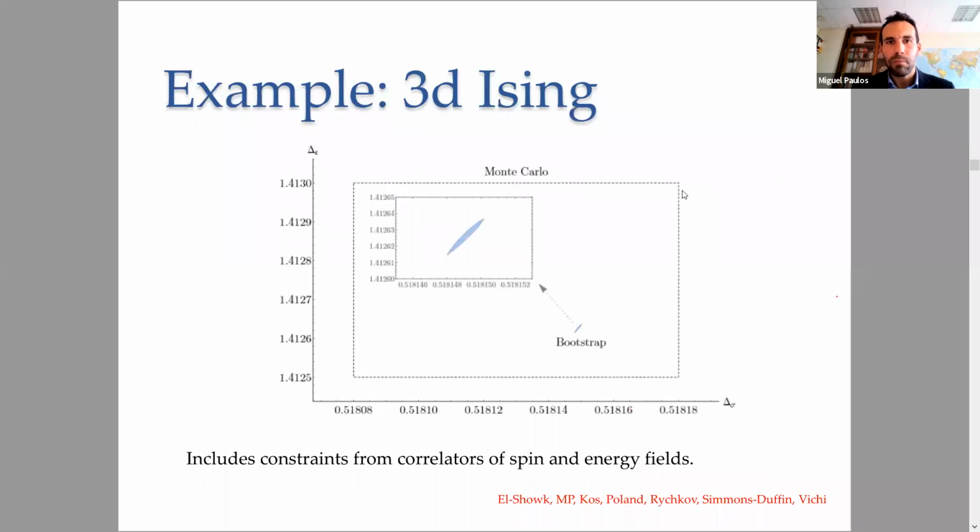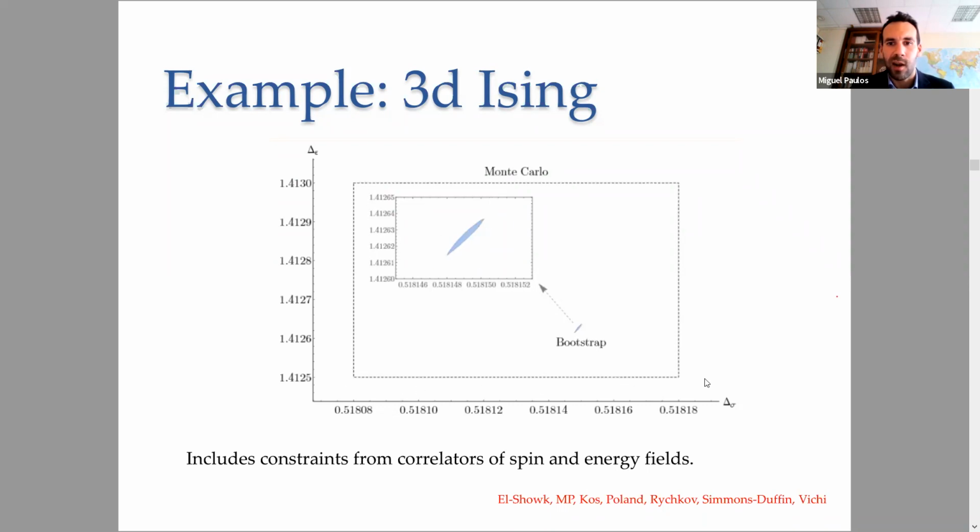As an example, let me give you a very famous example of the feasibility problem, which is studying the 3D Ising model. Here you just consider the constraints of correlators of the spin and energy fields, sigma and epsilon. What you find is that in a very large region, you can always find these functionals, so there can be no solutions to crossing. And then there's a very small region where you cannot. This very small region where you cannot is feasible. It's a very small island. When you zoom in, it looks like this.